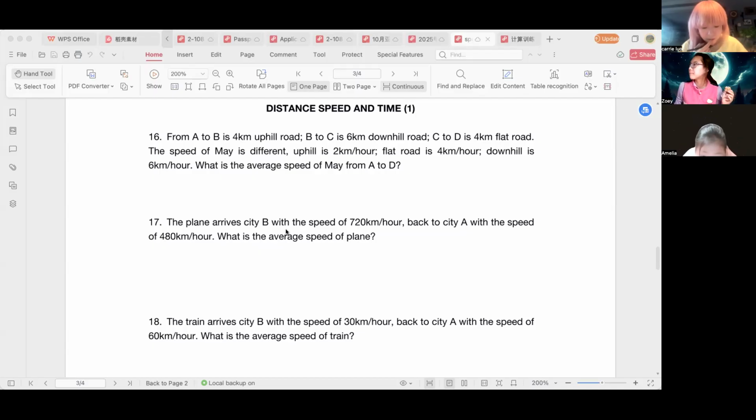老师，我做完了。OK，我也是。答案是多少？3 and 1 over 2 kilometers per hour. 3.5 kilometers per hour. Very good. Okay, so let's take a look at the next one.